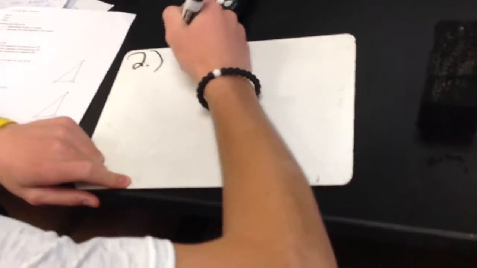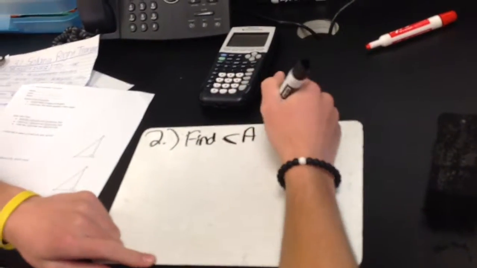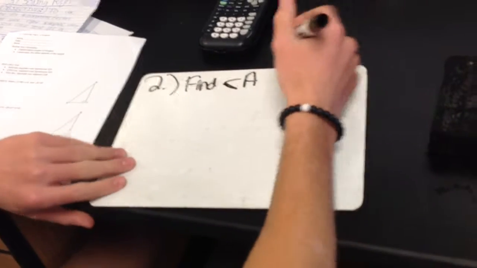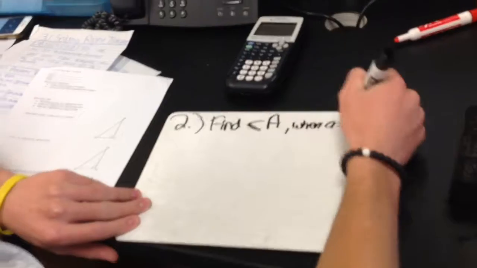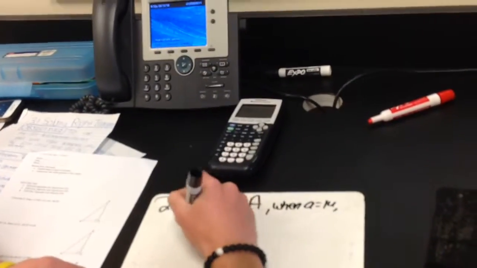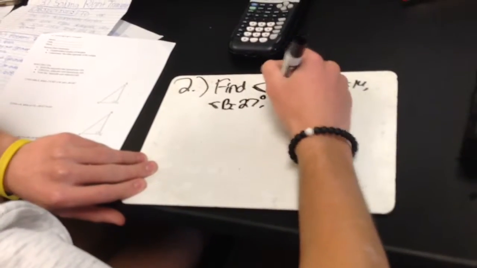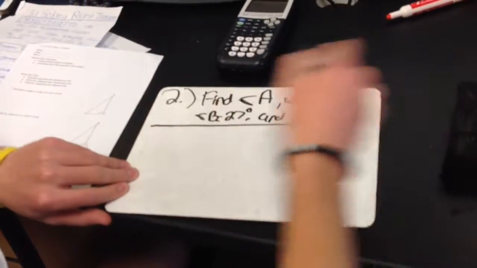And we're back. Hello. So now, we're going to do number 2, which is finding angle A. So, you have to find the angle A when little a equals 14, angle B equals 27 degrees, and little b equals 22. So again, you draw the triangle.